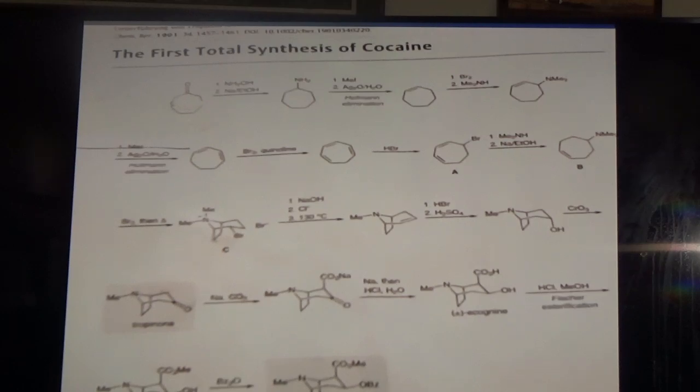So he starts with cycloheptanone, makes the oxime with NH2OH, then he quaternizes that and does a Hofmann degradation with silver oxide elimination to make a double bond, and then he adds bromine at the allylic position, bromination, and then he displaces the bromine with dimethylamine to give the allylic amine. Then he proceeds with the next step, putting in the next double bond by quaternizing the nitrogen and eliminating. And then, of course, he brominates that and puts in another double bond by elimination. So you have a cycloheptatriene.